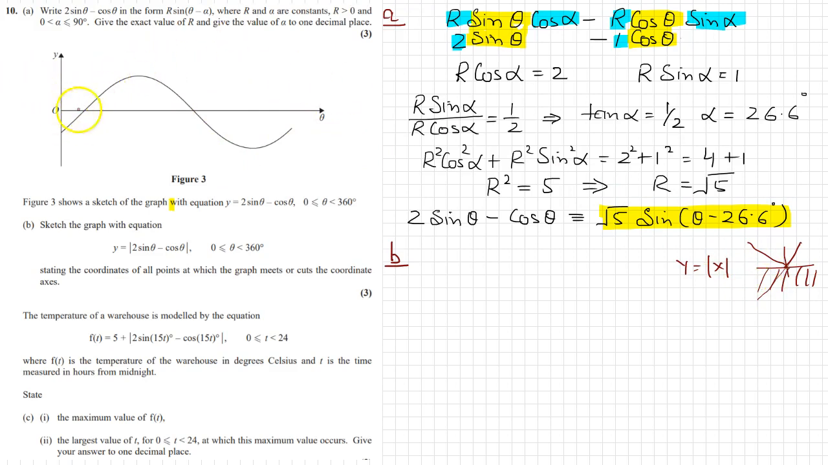So what will happen? It will create an image. This graph is going like this, so it will go like this, and this graph will be like this. Make sure you make a very clear image. So this is y is equal to f(x).